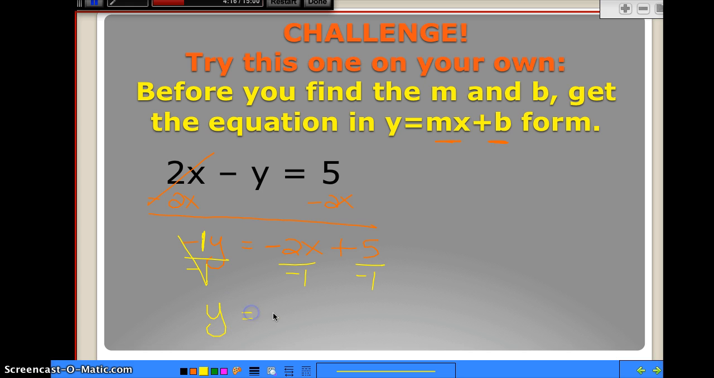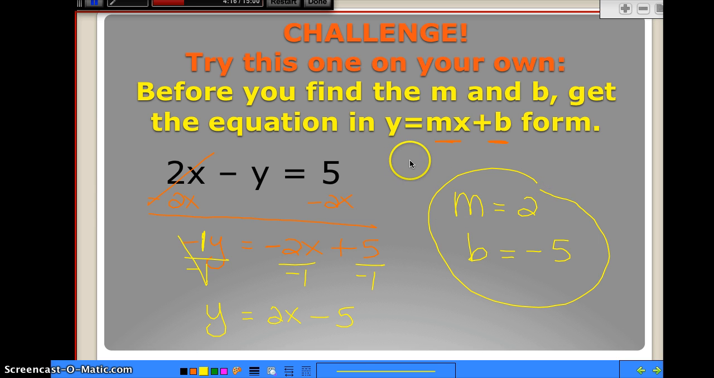That will give me y is equal to 2x minus 5. Okay, now I have it in the right form. So my slope is equal to 2, and my y-intercept is equal to -5. So you have to be very careful. Now you can even see that I make those silly mistakes as well.